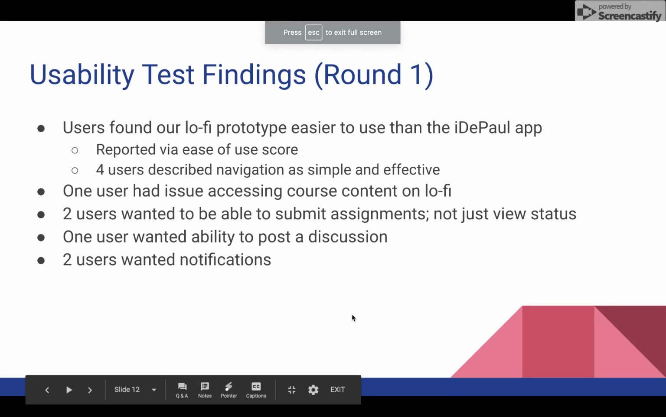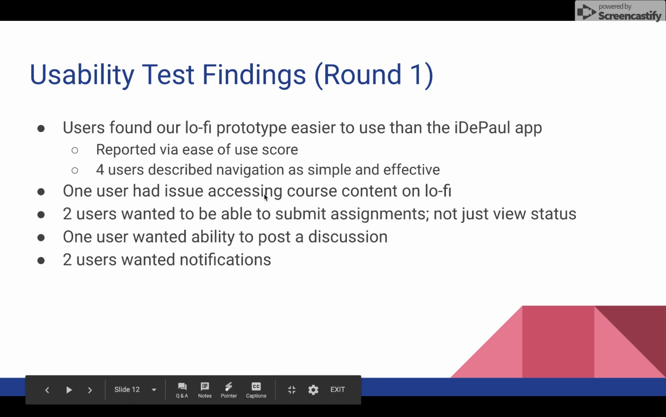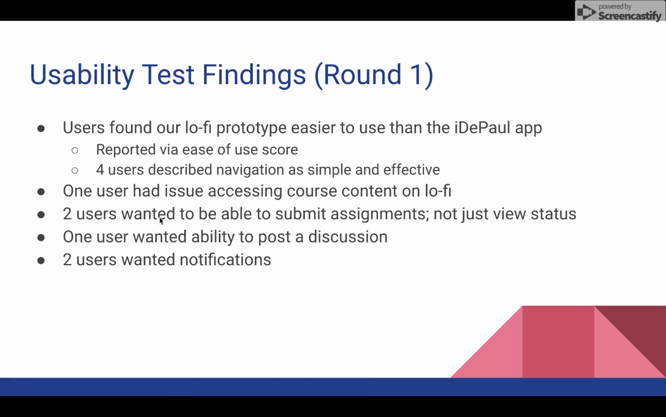From our usability testing in our first round, users found our lo-fi prototype easier to use than the iDepaul app. This was reported via ease of use score. 4 users also described during the usability test that they found our navigation simple and effective. 1 user had issues accessing course content, and 2 users wanted to be able to submit assignments, not just view the status. Users also wanted notifications and the ability to post a discussion.